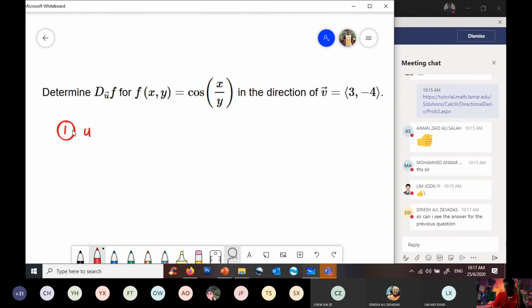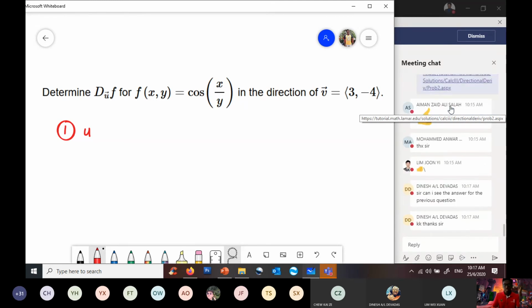The answer for the previous question, Dinesh, can you see a link there in the chat box? That was the link to the solution for question number 2. So unless you mean question number 1 that is way back, yes, you can refer to that. Okay.